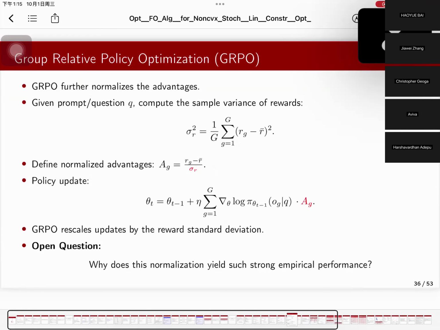So what is GRPO? Compared to REINFORCE, GRPO just replaces the advantage function by a normalization using the standard deviation of the reward. I need to highlight that this standard deviation or variance is only for the reward, not for the policy. The reward is a Bernoulli variable. So GRPO compared to REINFORCE has only this one difference, the normalization. The key thing we want to discuss in this talk is the role of this normalization.